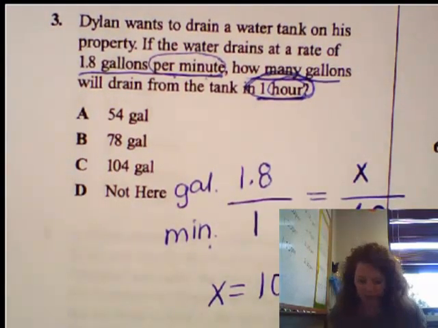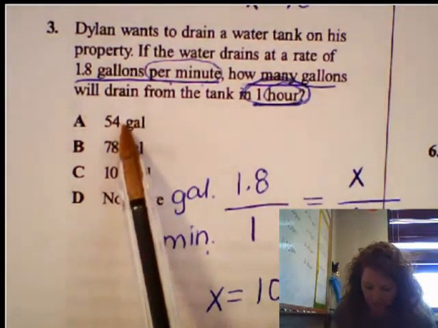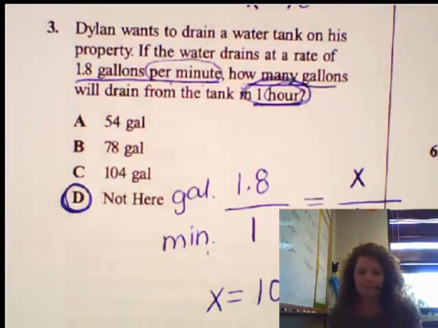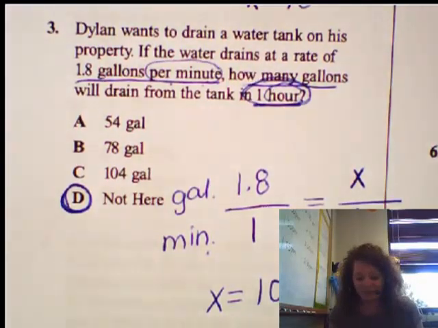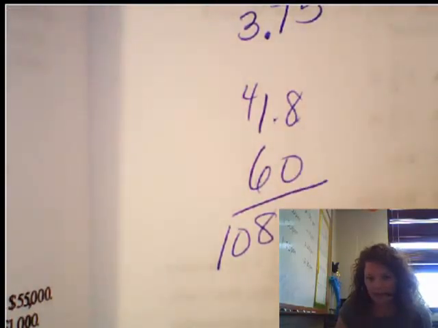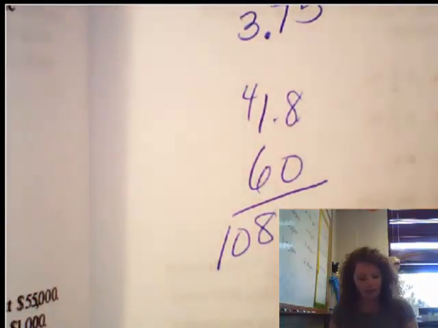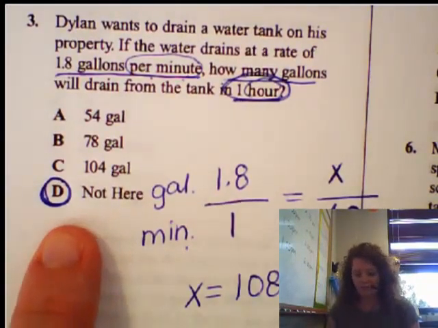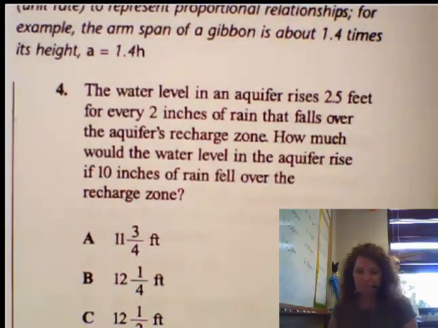All right, let's see if our answer's there. Not 54, not 70. Our answer is not here. Okay, and sometimes that happens. We'll just double check our math. 1.8 times 60, 48, 10. Nope, that looks good. Looks like we didn't make a mistake there. So sure enough, our answer is 108, and it's just not here. Okay, let's do number 4.